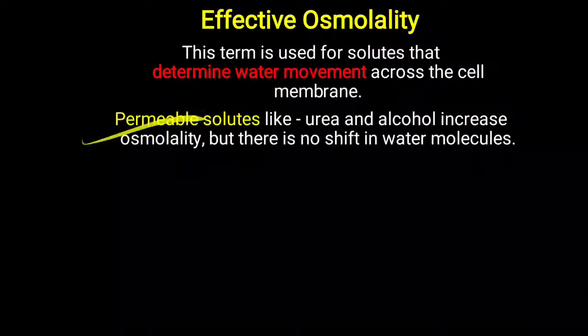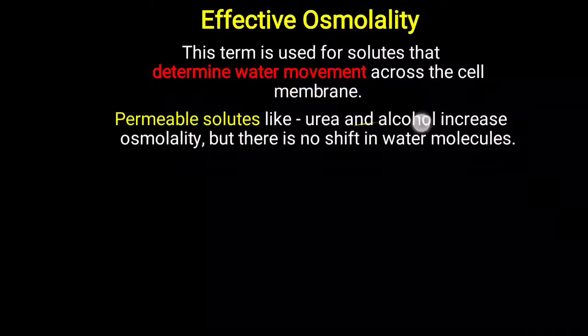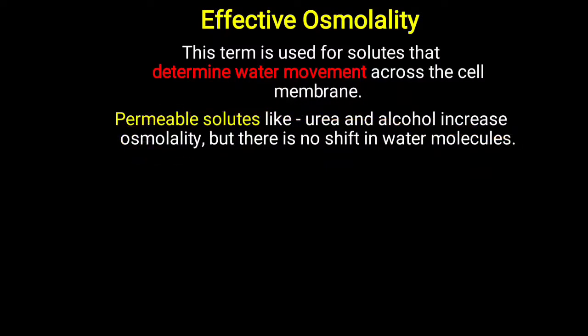First we will talk about the permeable. Permeable solutes like urea and alcohol, when their level is increased in the plasma, will increase the osmolality, but they will not cause any shifting of water movement. No water movement will be there because they are permeable. When the level of urea and alcohol increases, they will go across the cell and will not make any changes. Overall, increased osmolarity is there.